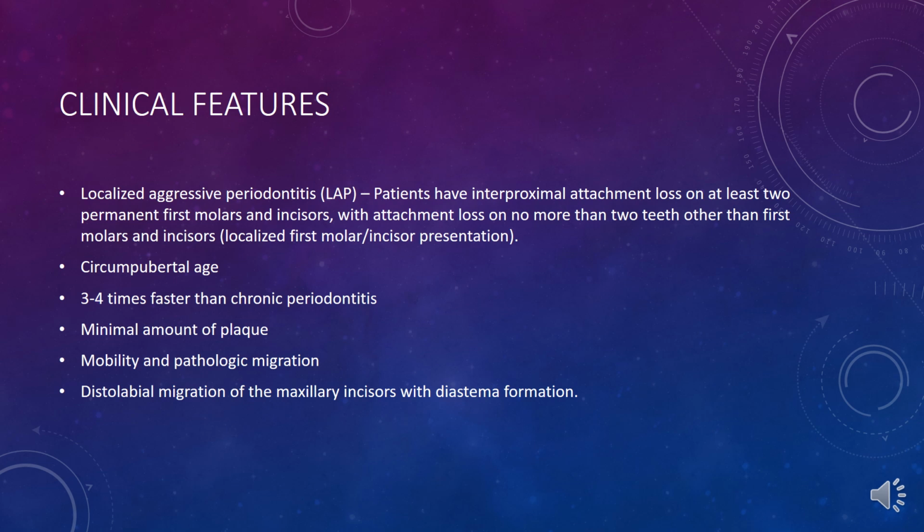Distolabial migration of the maxillary incisors with diastema formation is a common clinical feature in localized aggressive periodontitis. Along with anterior tooth migration and an apparent increase in the size of the clinical crown, accumulation of plaque and calculus and clinical inflammation also appear.